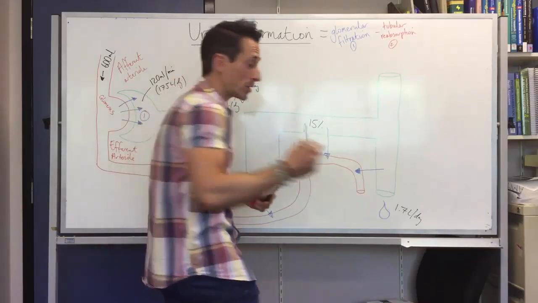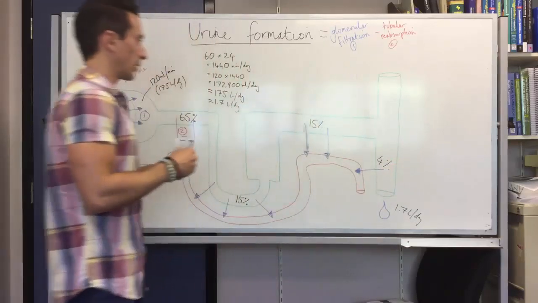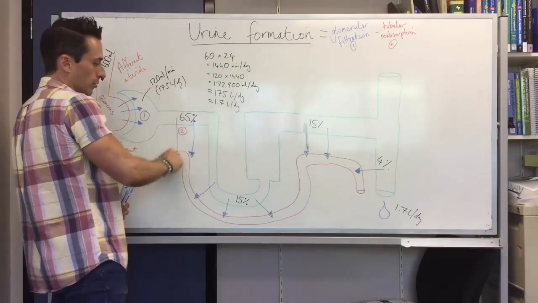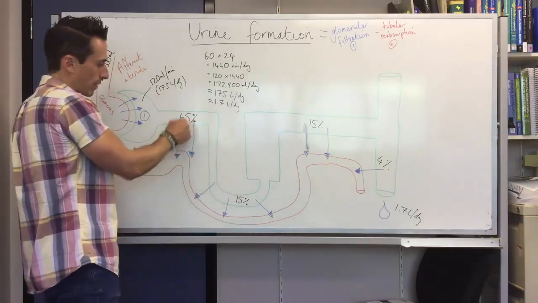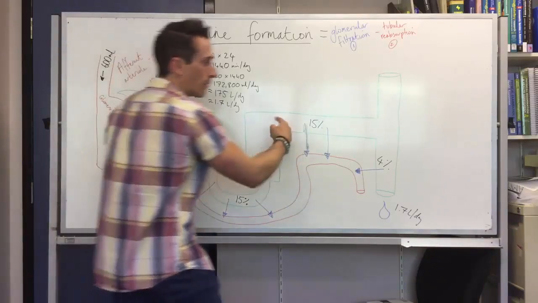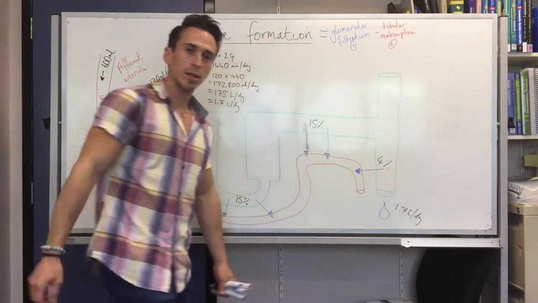That equals 99% to 100%. Okay? Because remember, 99% of what just got filtered goes back into the body. 65% of it happens here at the proximal convoluted tubule, 15% happens at the loop of Henle, 15% happens at the distal convoluted tubule, and 4 to 5% happen at the collecting ducts.